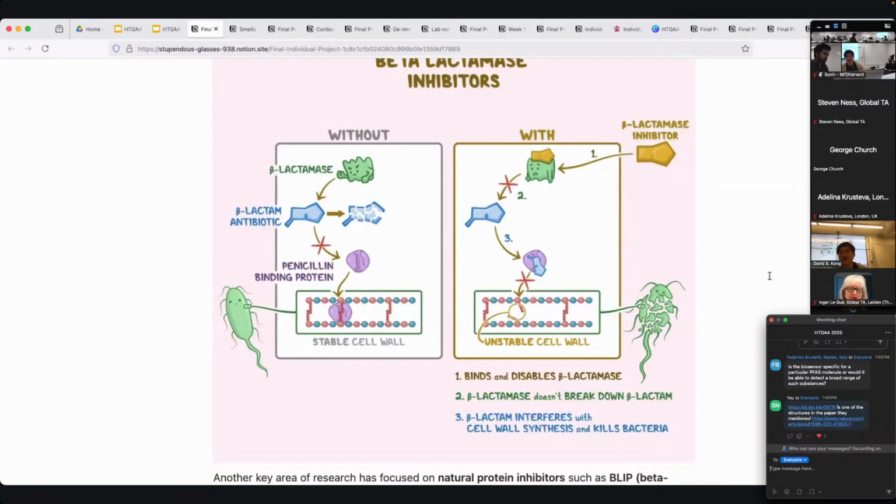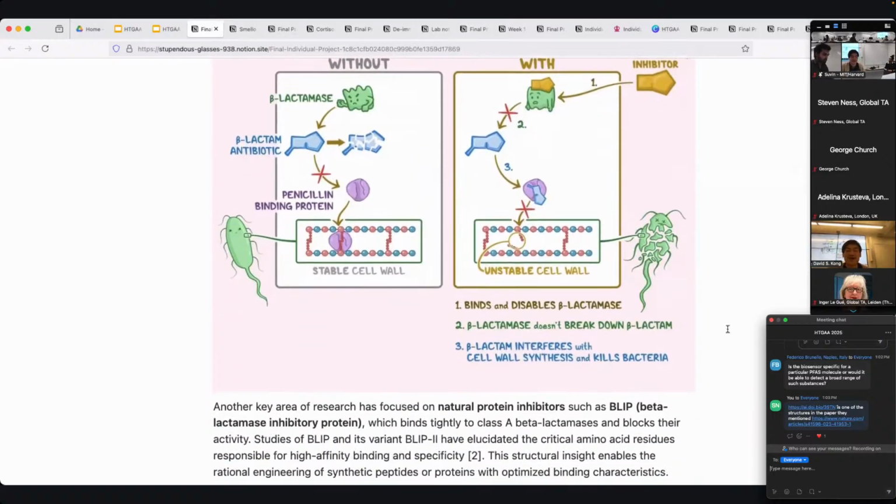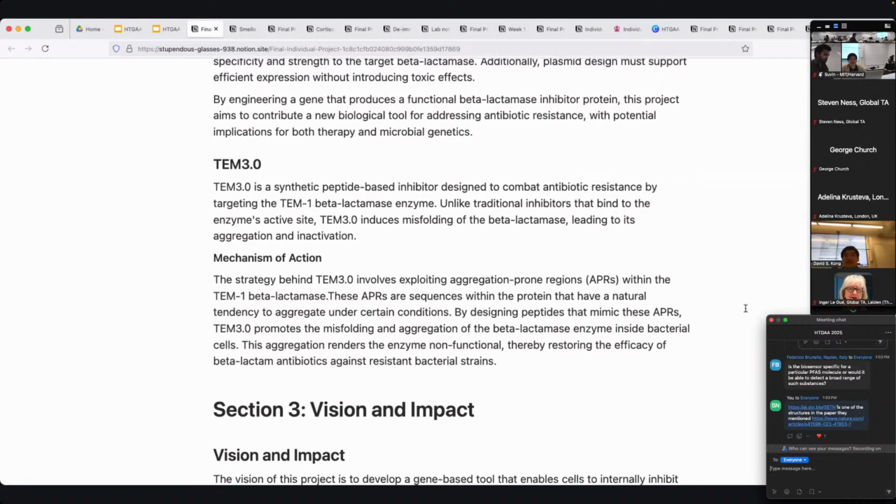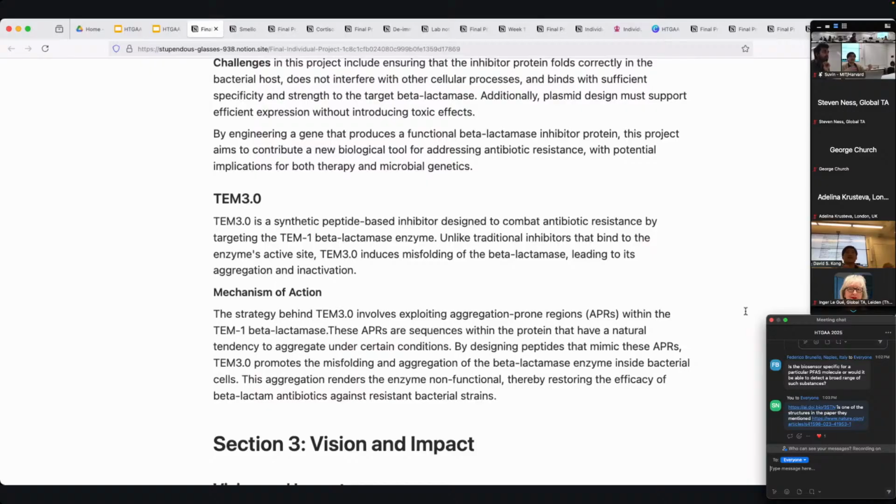But we can produce our own protein called the beta-lactamase inhibitor that binds to the beta-lactamase and destroys it, so it can't destroy the blue thing, which is the antibiotic. And then the antibiotic can destroy your cell. We have this synthetic protein called TEM 3.0, and that protein exploits APRs, which are very specific conditions under which the beta-lactamase, the antibiotic resistance, proteins will misfold.